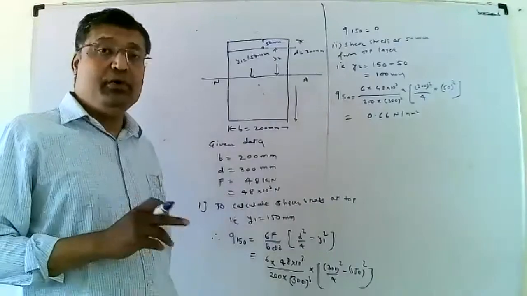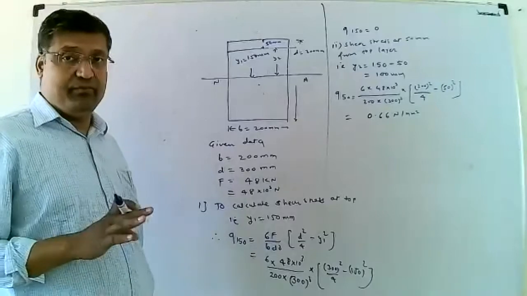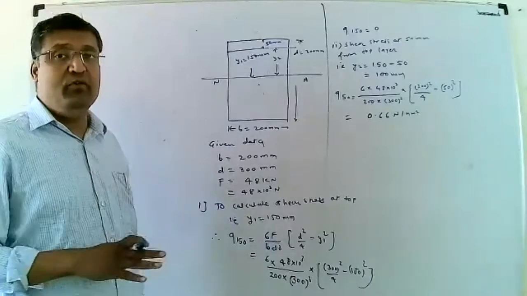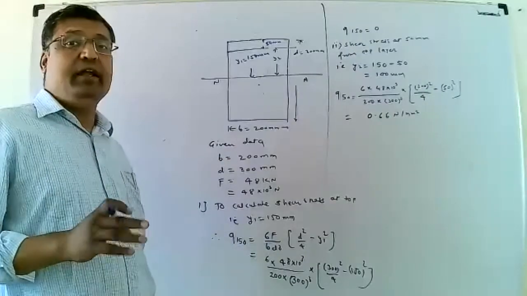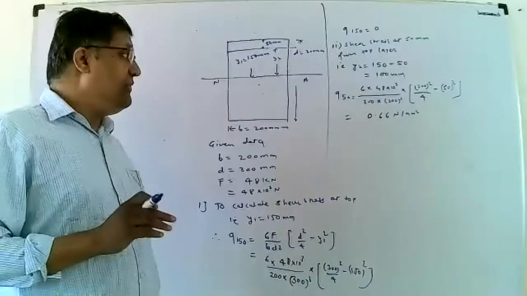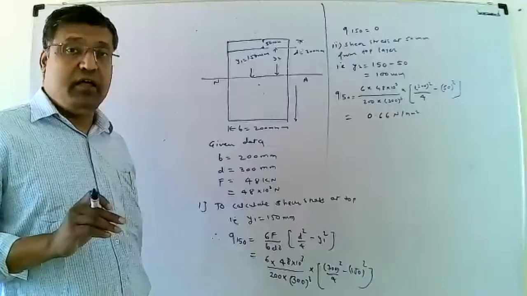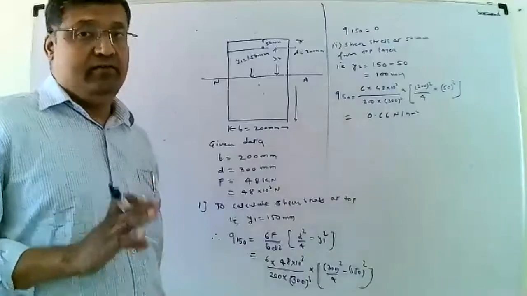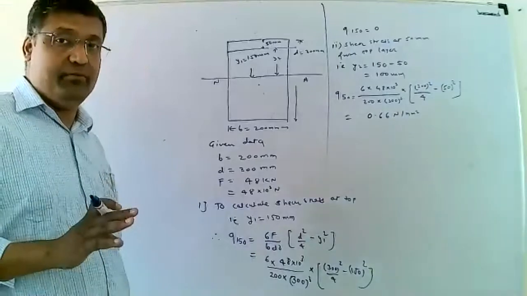6F upon bd cube into bracket d square upon 4 minus y2 square. We just put in the values of F, d and y2, and then you can calculate the shear stress at 50 mm. Finally you will get that value, Q50, equal to 0.66 Newton per mm square. That is the shear stress at 50 mm.